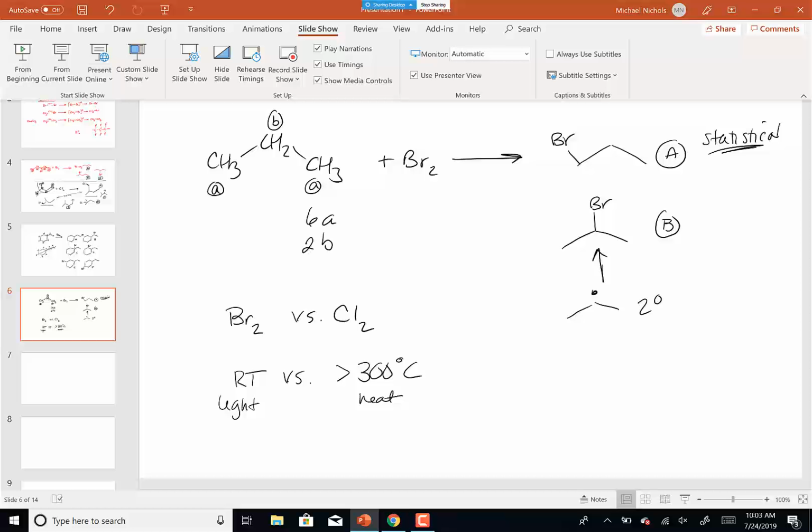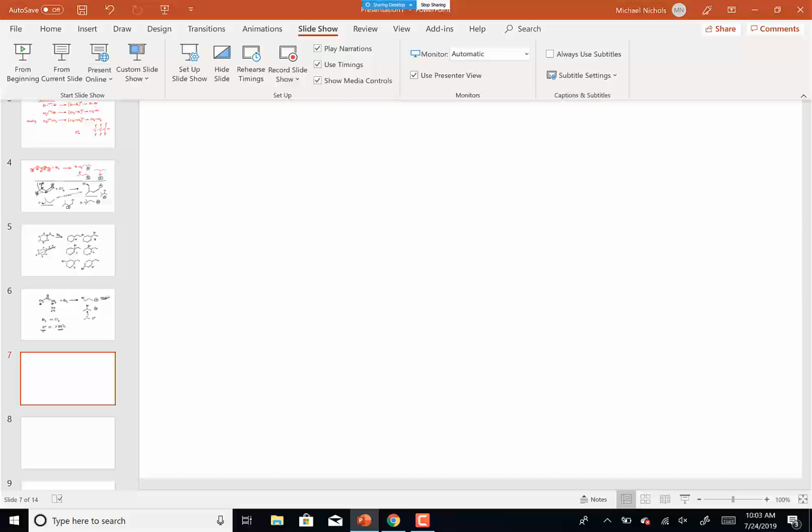Okay. Now, what do we want to do first? Let's do bromine versus chlorine. What was the most important step in the mechanism? The most important step in the mechanism is when your halogen atom reacts with your alkane, forms your HBr, your HCl, and forms the radical.